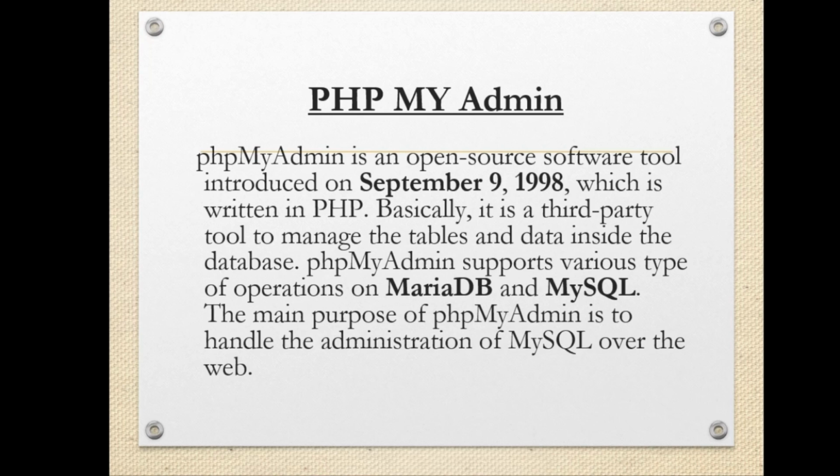So basically students, in this chapter we are talking about the database overview in PHP, how the database is created and how to access the database. This chapter is all about database. So the first thing is PHP MyAdmin. PHP has its own tool named MyAdmin. It was introduced in September 9, 1998, which is an open source software tool which is written in PHP.